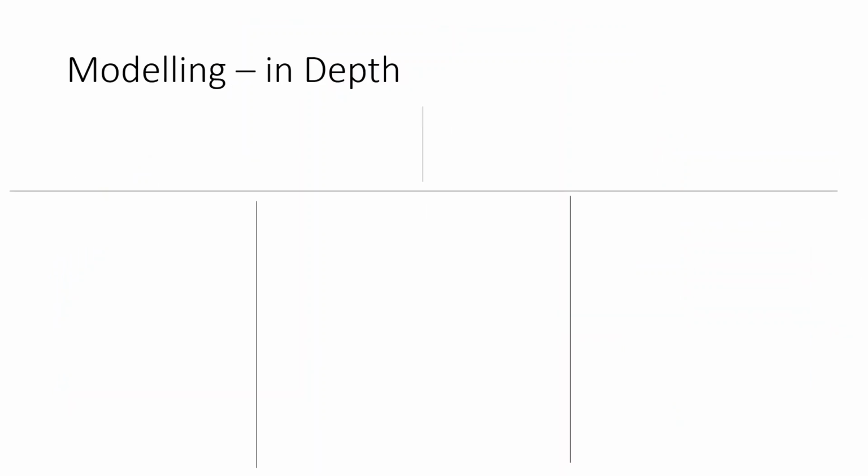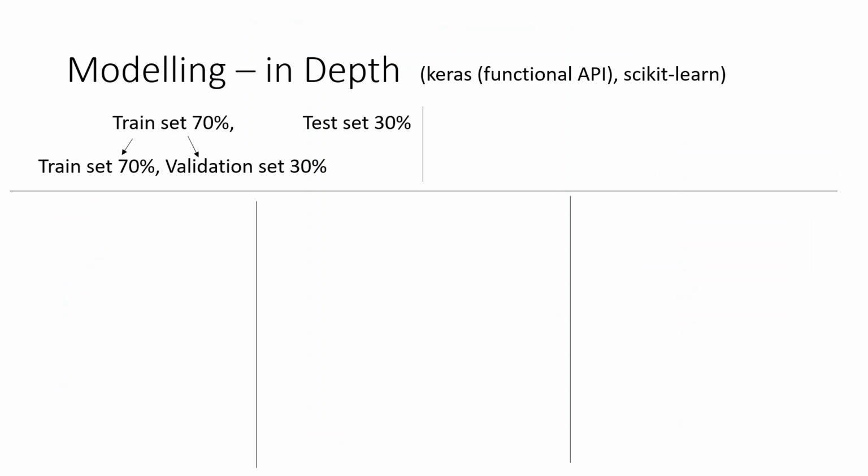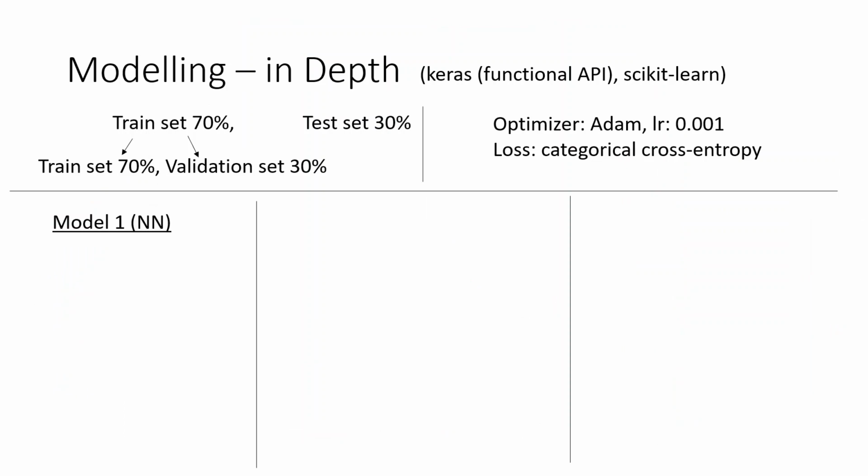To train the model, I chose 3 different models, as you've seen. I used Keras with a functional API and scikit-learn. Of course, I split into training and test size, 70-30%, and the train set then was again split into train set and validation set. For my neural networks, I used the Adam optimizer with a learning rate of 0.001, and as a loss function, I used categorical cross entropy. So the first model, the second model also a neural net, and the third model was a support vector machine.